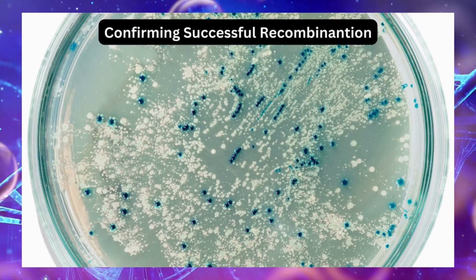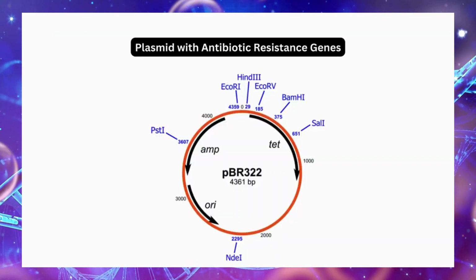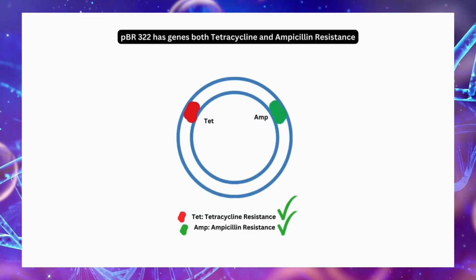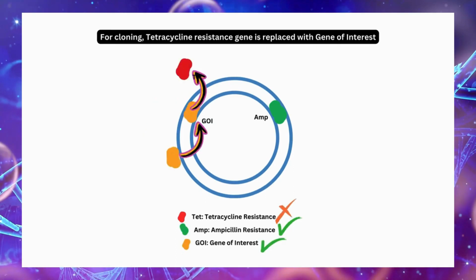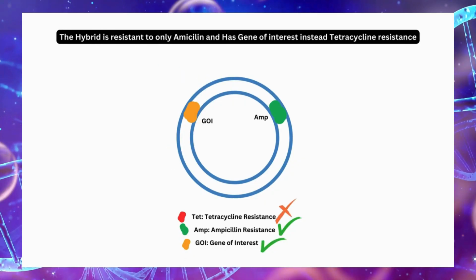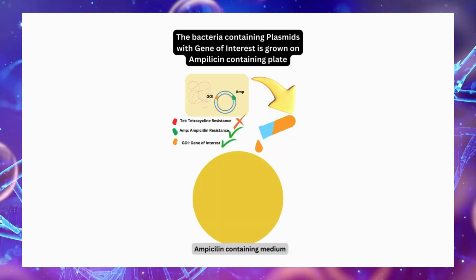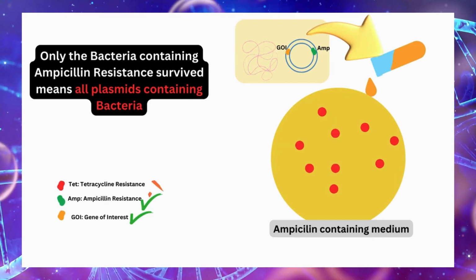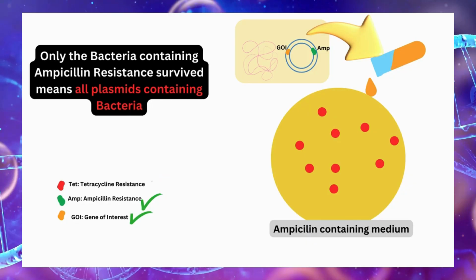Screening of vectors often involves the use of antibiotic resistance genes. For example, pBR322 plasmid contains genes for both tetracycline and ampicillin resistance. During cloning, the gene of interest is inserted into tetracycline resistance gene, disrupting its function. After transformation, the bacteria are first grown on ampicillin containing plates, where only cells that have taken up plasmid will survive due to ampicillin resistance gene.